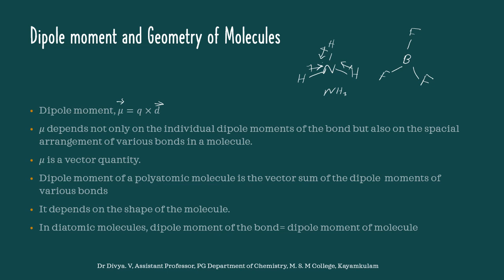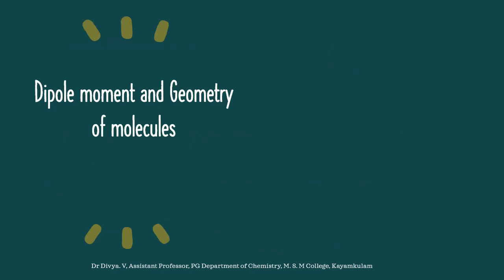But in the case of diatomic molecules like HF, HCl, what happens? The dipole moment of the bond is equal to the dipole moment of the molecule. Okay, there it will not be a big problem. Okay, so let's see the connection between the dipole moment and geometry of molecules with certain examples. So first of all we will consider the HCl molecule. Here we know that this HCl is a linear molecule.